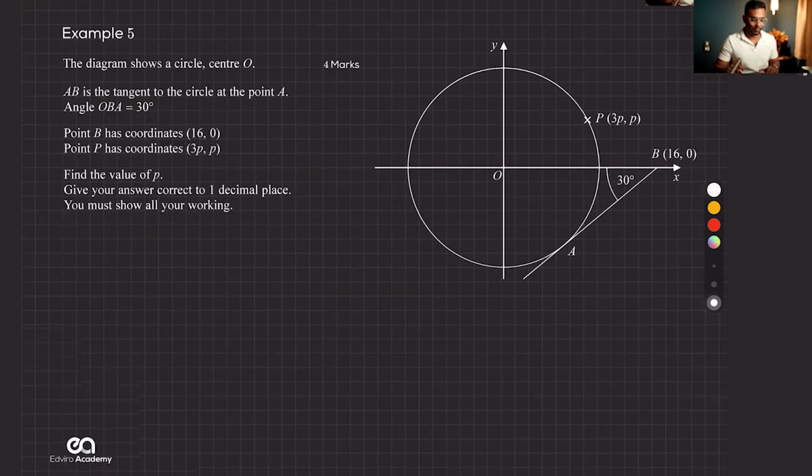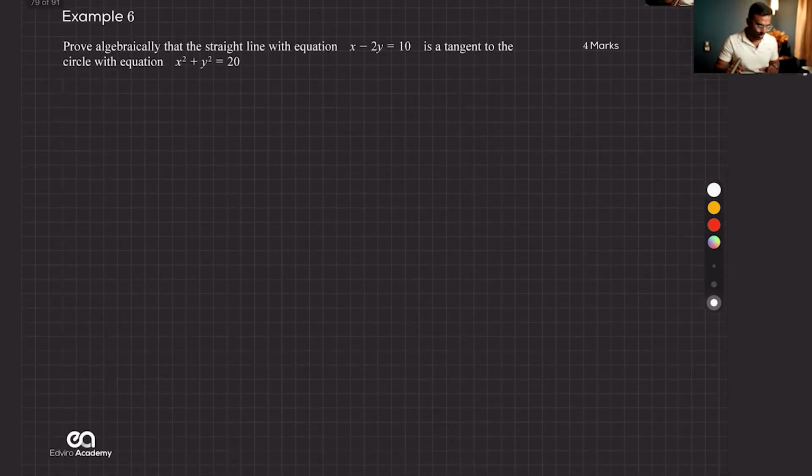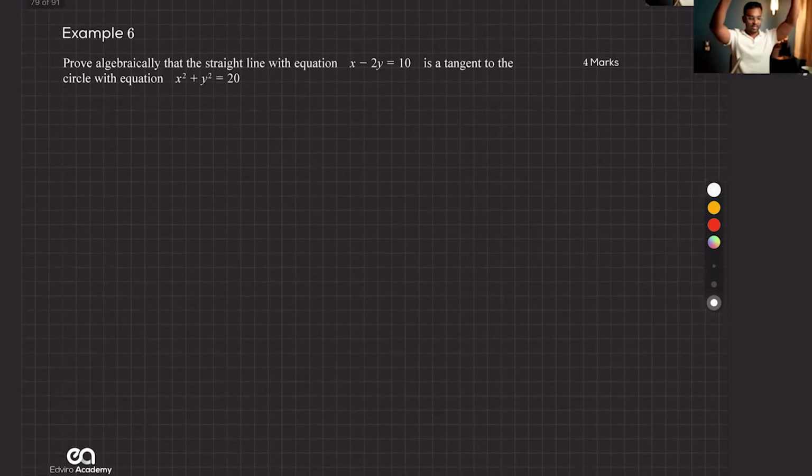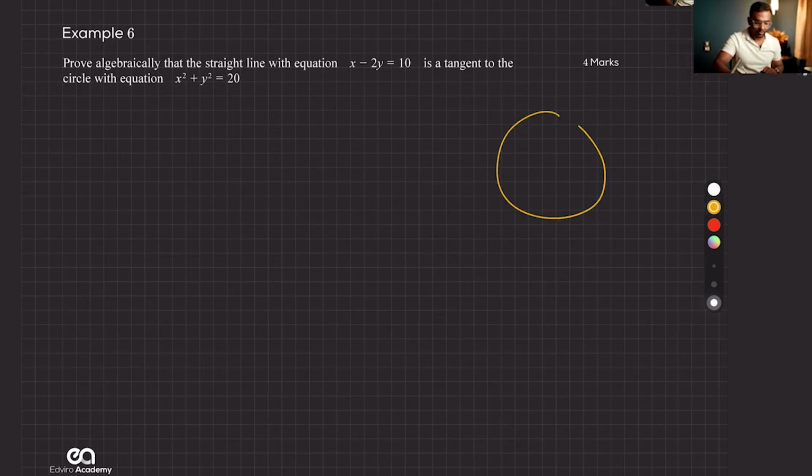Before we get to this one, I want to go through a specific question, guys. This is the one. Example number 6 here. Past exam questions. I didn't make up these questions, all right? Prove algebraically the straight line with this equation is a tangent to the circle. Okay, so we have a circle and this is a tangent. How do we prove it is a tangent to the circle?